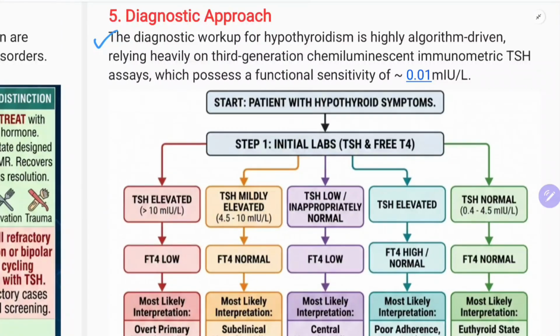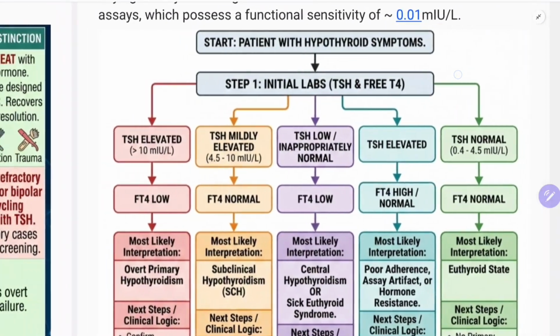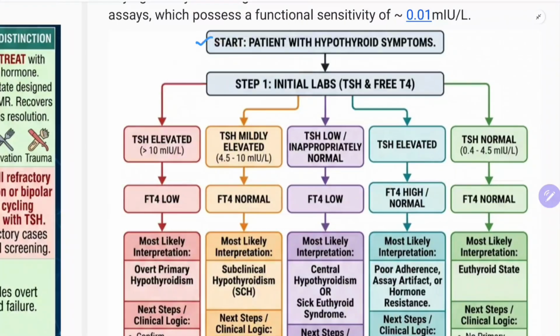The diagnostic workup for hypothyroidism is highly algorithm driven, relying heavily on third generation chemiluminescent immunometric TSH assays, which possess a functional sensitivity of approximately 0.01 milli international units per liter. So what do you do? A patient comes to you with hypothyroid symptoms. The initial recommended tests are these two, TSH and free T4, not total T4, not total T3, and not FT3 also. So initial recommended tests are TSH and free T4, FT4.